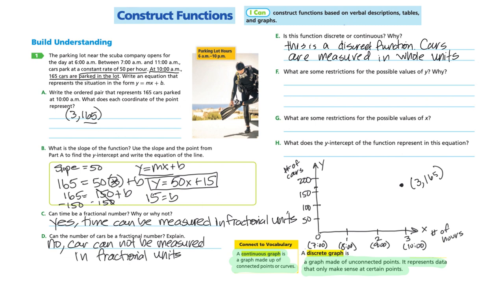And then F, what are some restrictions for the possible values of Y? So remember, if you look at Y, it's the number of cars. We know that the y-intercept, the starting point, is 15. There are 15 cars in the lot at 7 a.m. That it would have to be greater than 15. And it would have to be a positive number. You wouldn't have a negative number of cars.